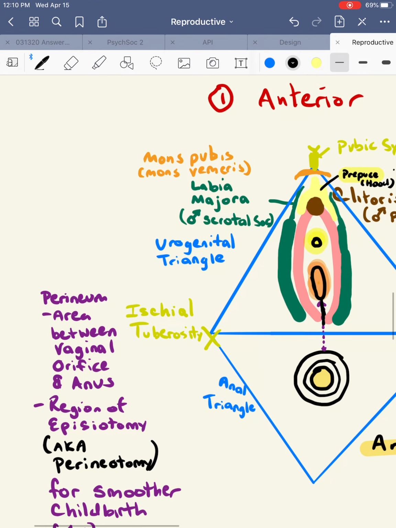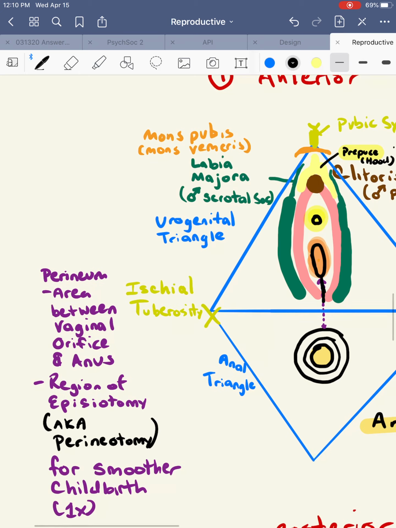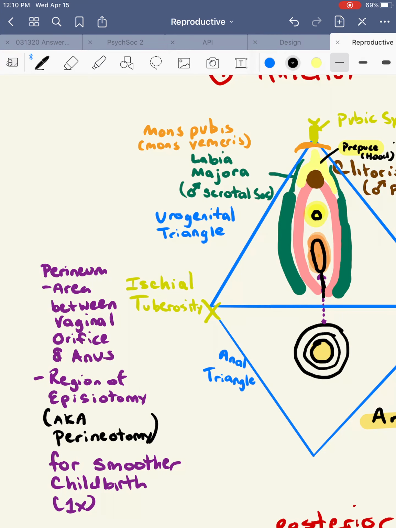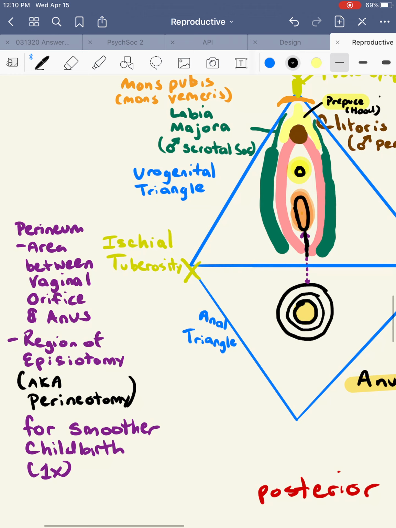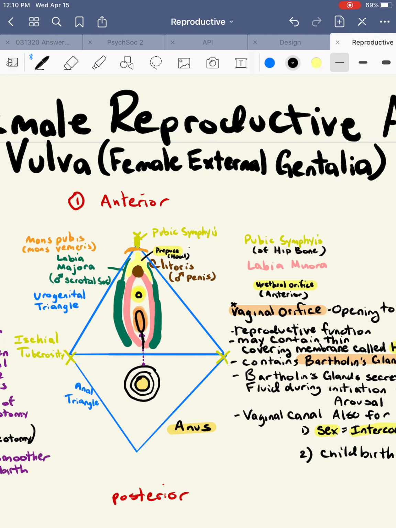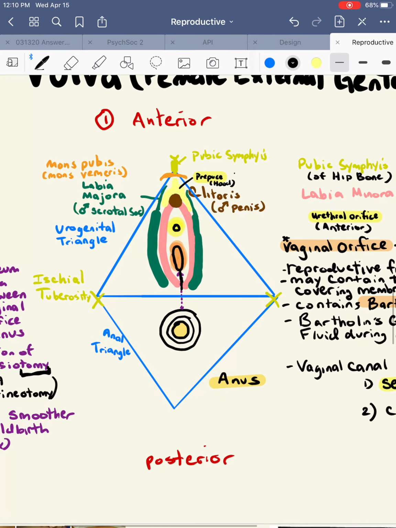And I have this written for you over here, right? It's the region of an episiotomy, and it is for a smoother childbirth. It's also known as a perineotomy, right? Tomy, just to let you know, means to cut, or to surgically cut.